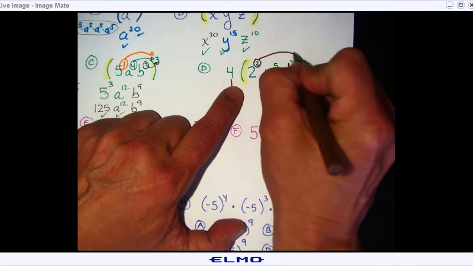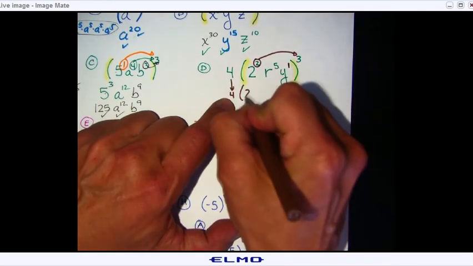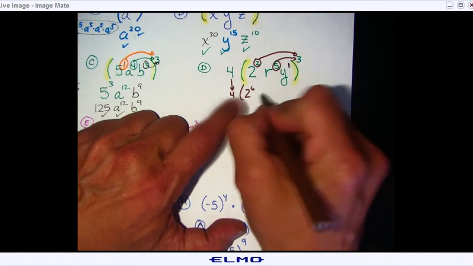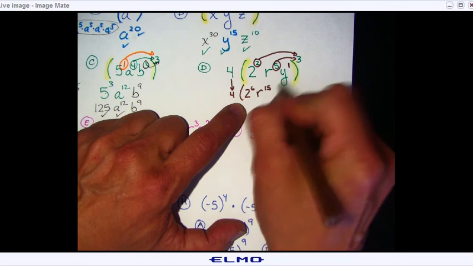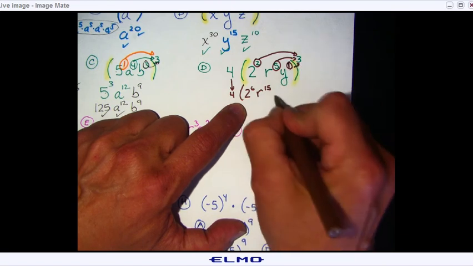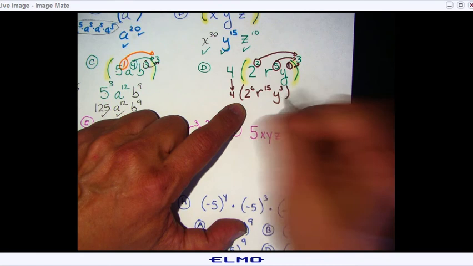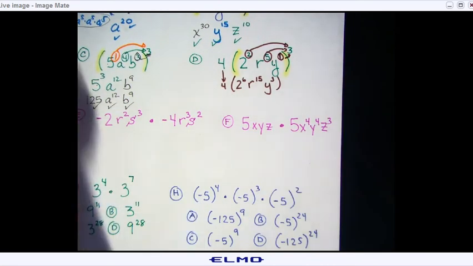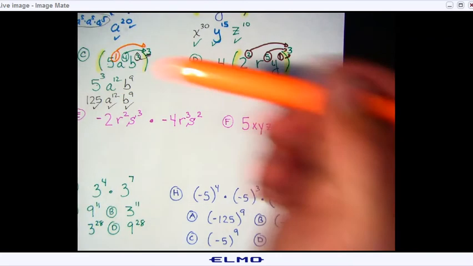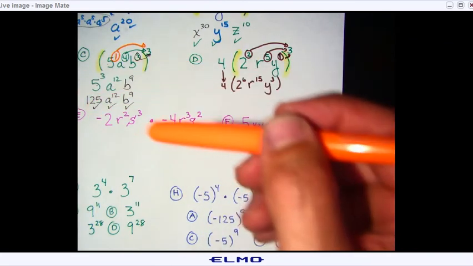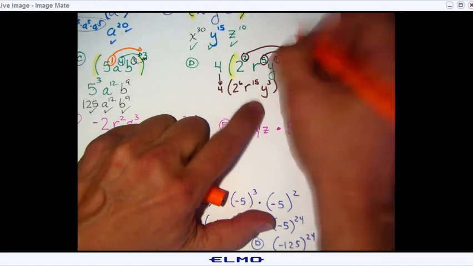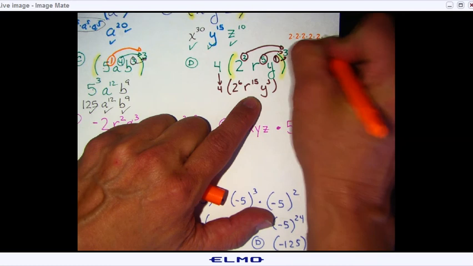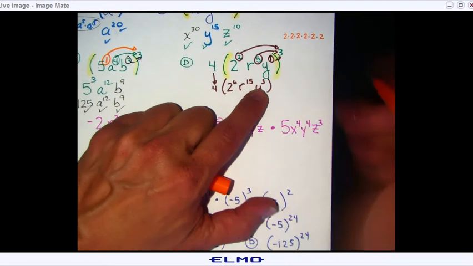That's it. So here we go. 2 times 3 is what? 2 to the power of 6. 5 times 3 is r to the power of 15. 1 times 3, y to the power of 3. See that? So now all I have to do is 2 to the 6 first. It's not 2 times 6, it's 2 times 2 times 2 times 2 times 2 times 2. That's 6 times.